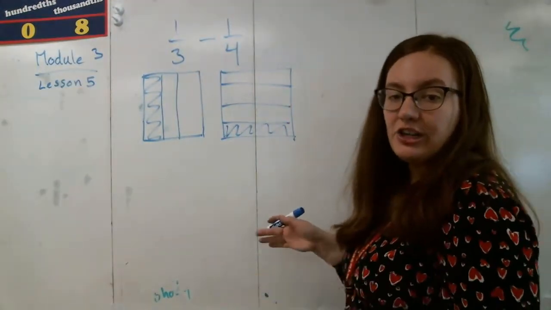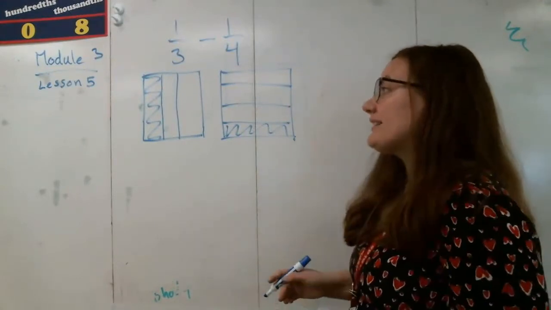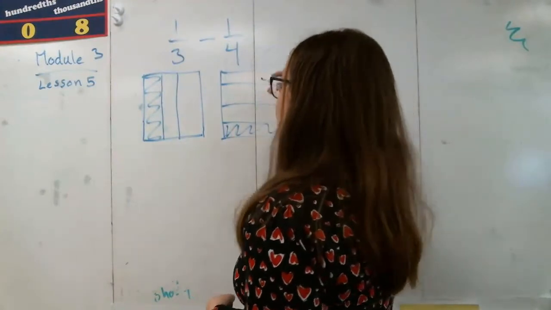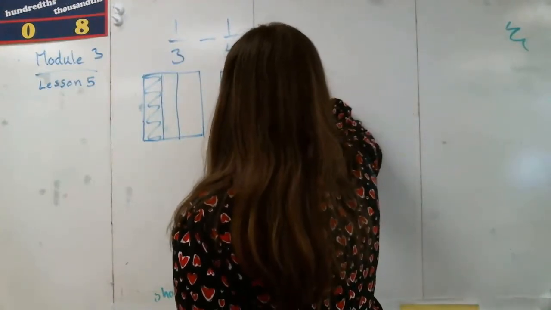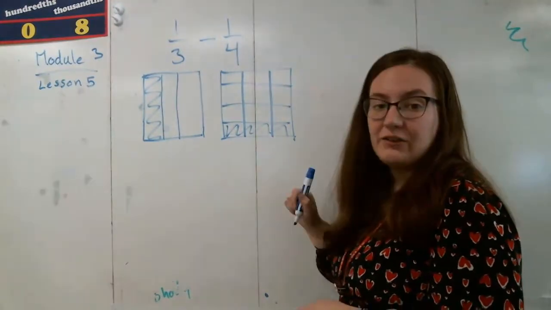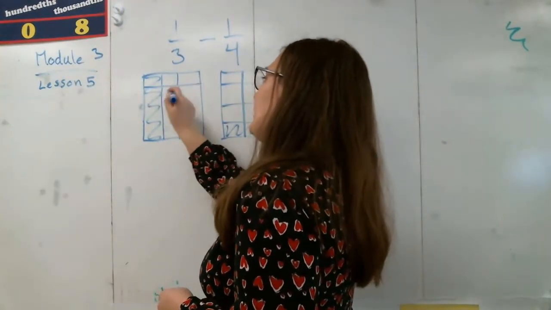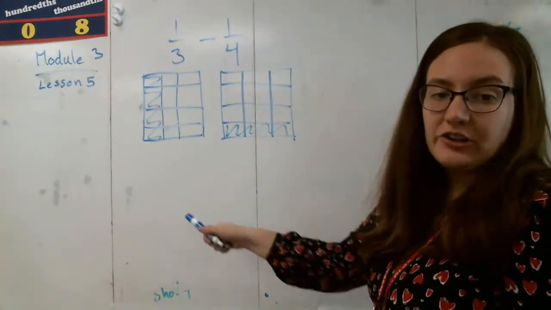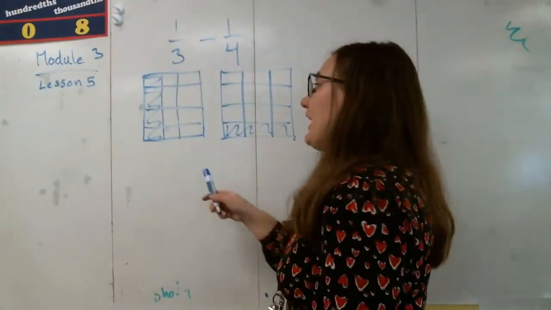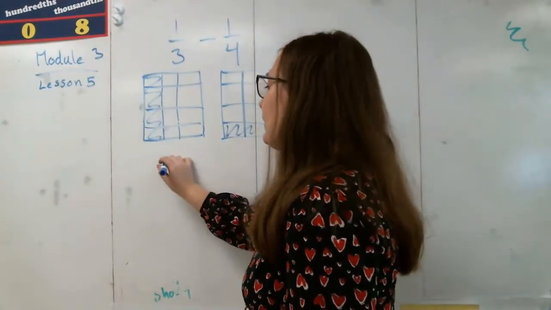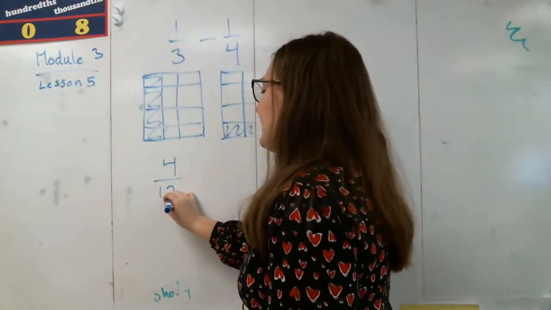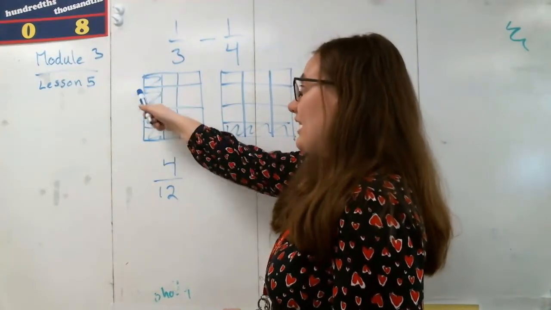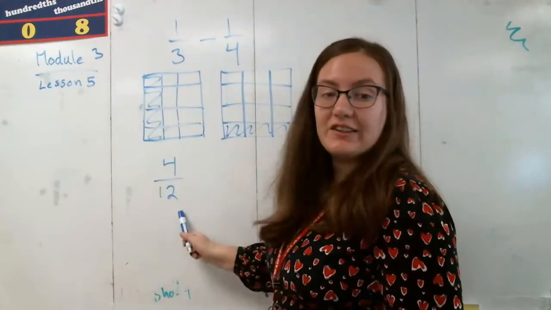After that, I need to make sure that both of my models are cut up exactly the same so that they have that common denominator. So since this one was cut into thirds, I'll cut this one into thirds. And since this one was cut into fourths, then I will cut this one into fourths. And now I need to write my equivalent fractions down below. So I now have 1, 2, 3, 4 twelfths. I know I have twelfths because I have 1, 2, 3 going across, and then 1, 2, 3, 4 going down. So 3 times 4 is 12.